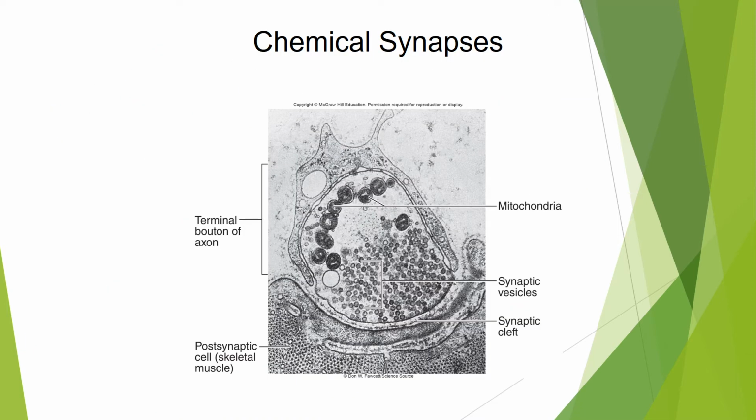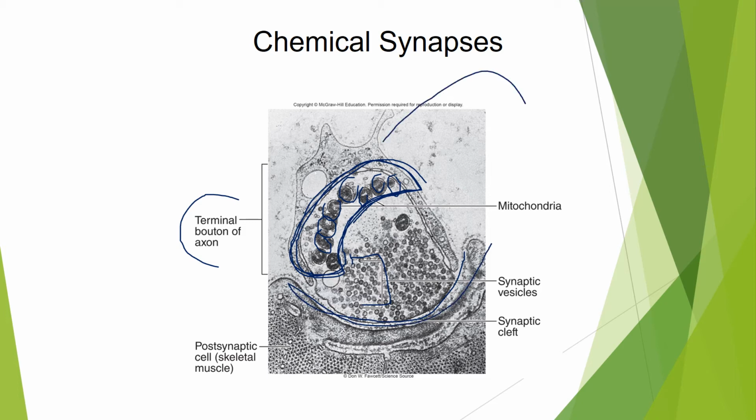If we look at this electron micrograph, what we see is that here is the terminal bouton of that axon, and you can imagine this process needs a lot of energy. So we find a lot of mitochondria also within those axon terminals. These little circles are those synaptic vesicles, and that very small space that we have here is the synaptic cleft. So this would be our presynaptic, and here would be our postsynaptic cell. In this case, this is the neuromuscular junction, so this would be with skeletal muscle.